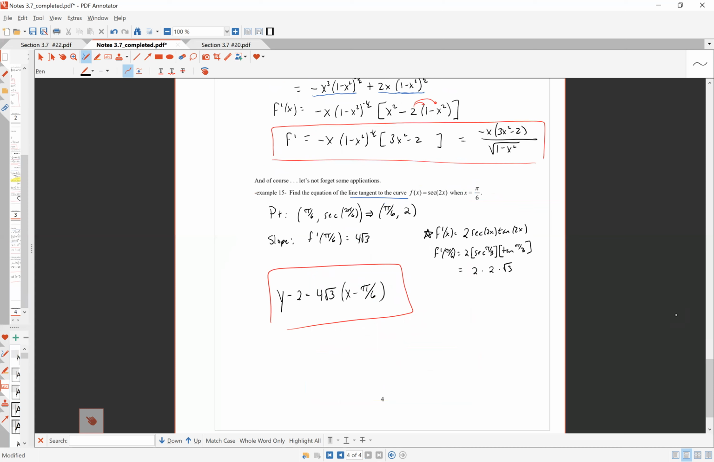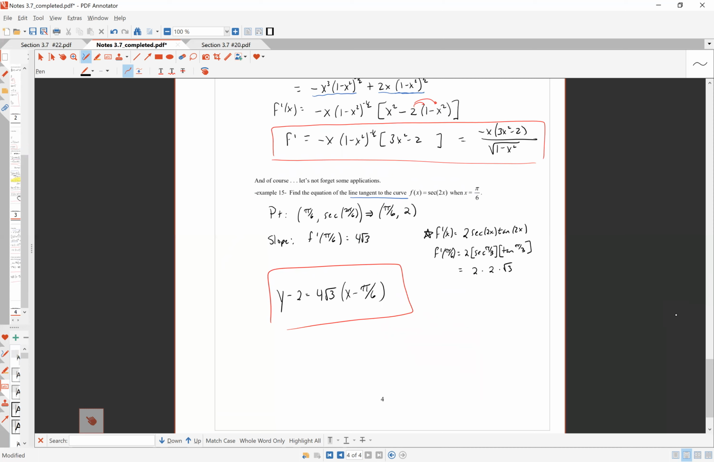Let's say we're finding the tangent line to a curve, in this case the secant of 2x. We know how to take the derivative of secant of x, but what about secant of 2x? The outer function is secant of u, and the inner function is u equals 2x. So f of x is secant of x, and g of x is 2x.